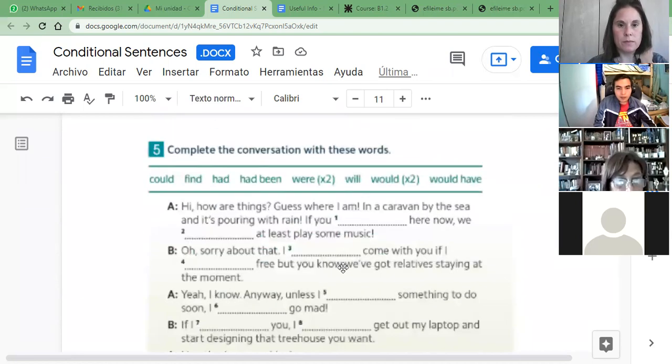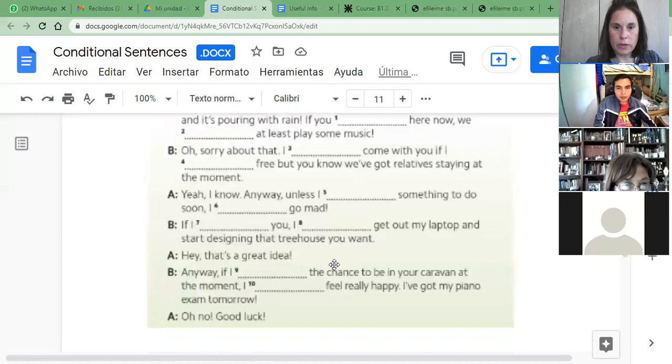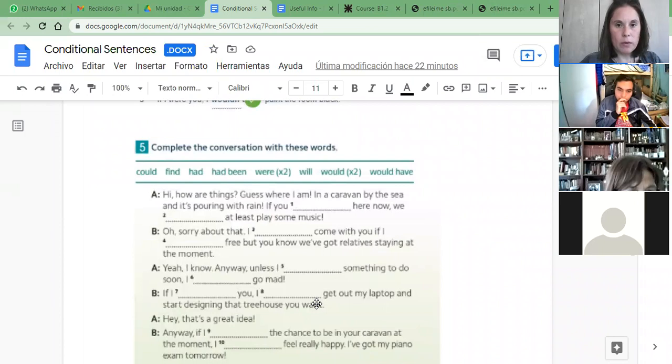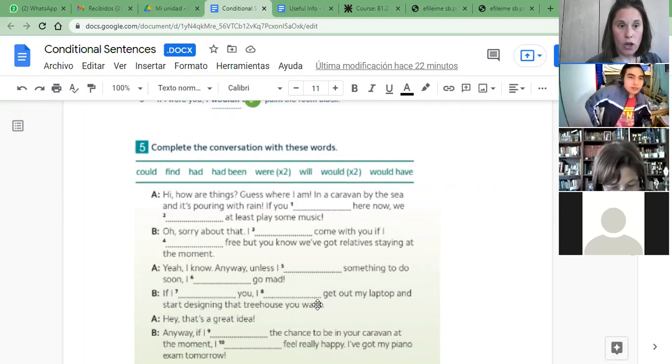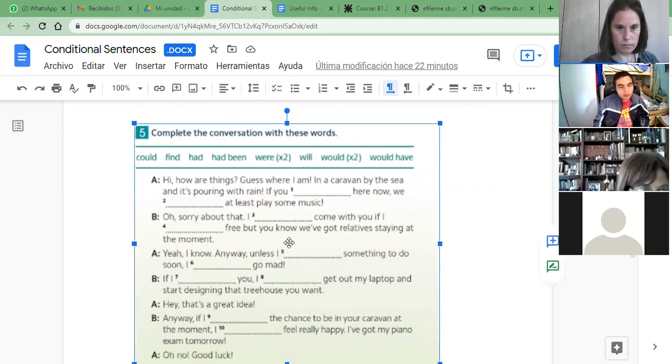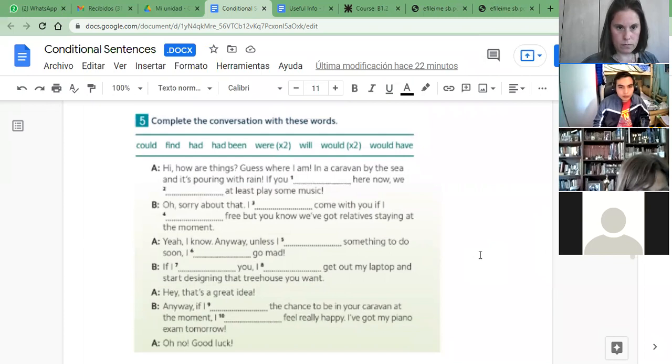Excellent, good. Now, this is what we are going to do, and then we're going to do mostly speaking. So pay attention. You have to complete the conversation with these words, and all conditionals are mixed here. Let's try to do it without thinking much, as naturally as we can. I'll give you 5 minutes to solve it, okay? You have to put these words in the correct place. Where it says for two, it means that you can use it 2 times.